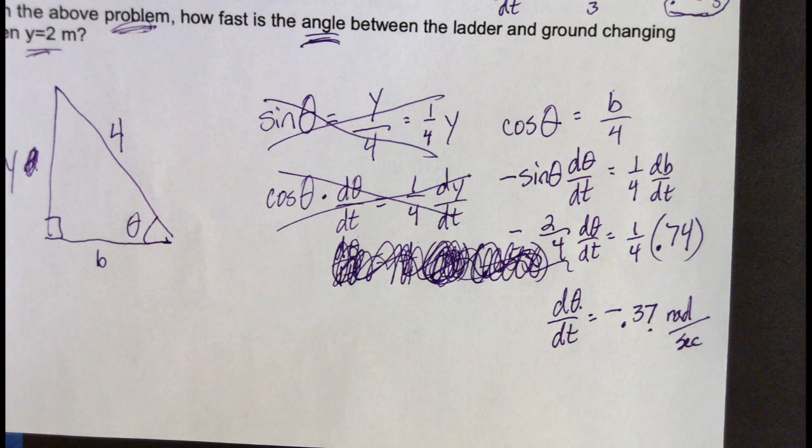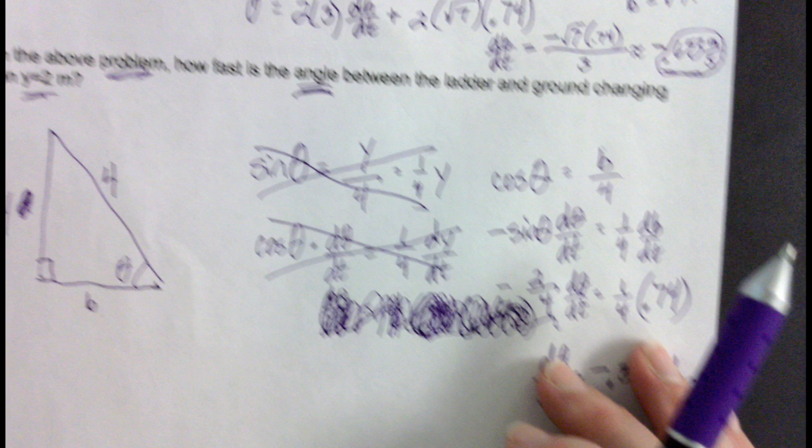And technically, why did I put negative? Well, because the derivative of cosine is negative sine. But the next number should be positive because it's going down, because the angle is approaching 0 because it's collapsing. So it's actually decreasing. It doesn't ask for how fast the angle is decreasing. It asks for how fast it's changing. Then yes, we can ignore positive and negative because it is changing at that rate.